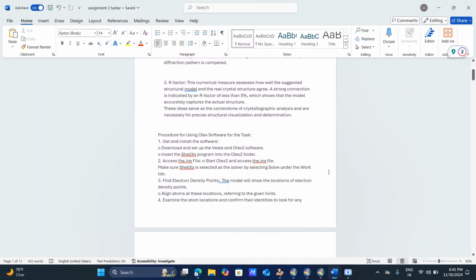So let's get to the basics. The basics are that we have to install the OLEX2 software here.